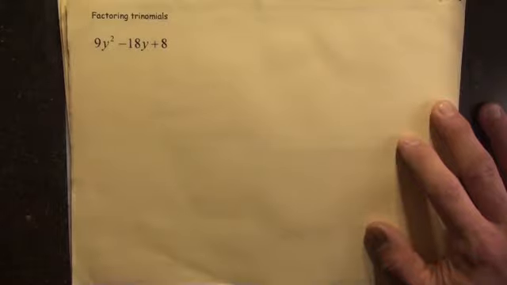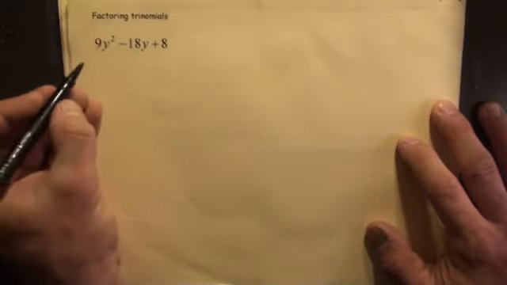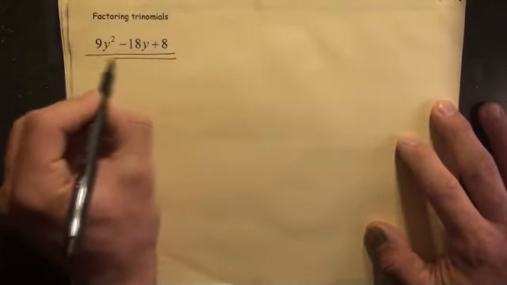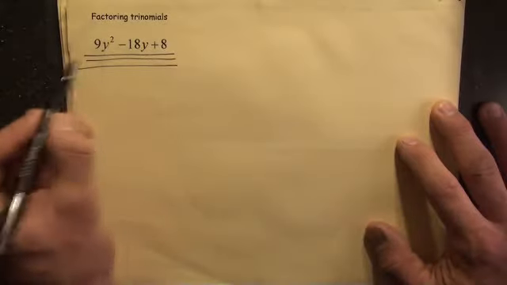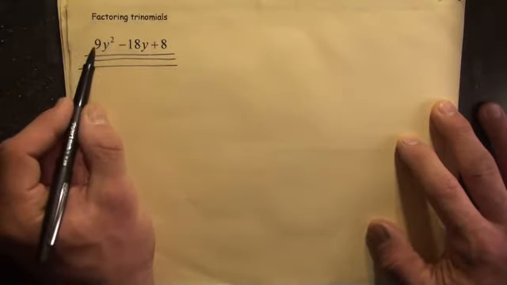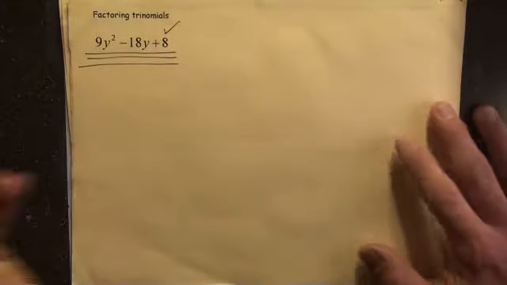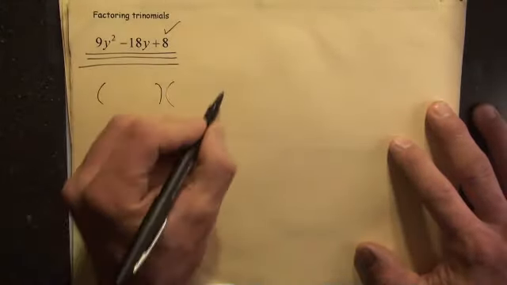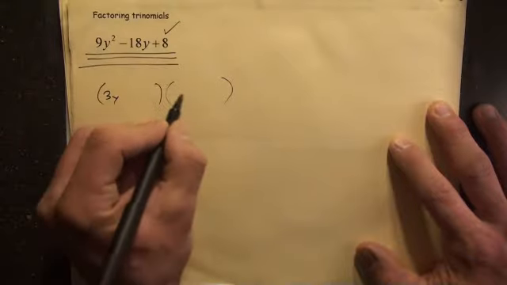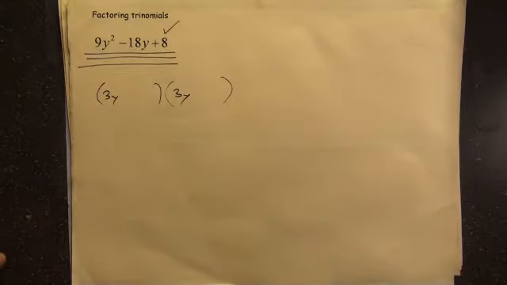Okay? Next one. We got 9y squared minus 18y plus 8. Well, one thing you want to check here is, are there any greatest common factors? No. None of these divide by 3. Well, one of them divides by 3. Do they all divide by 3? No. Do they all divide by 2? No. So you just go ahead, and again, it's guess and check. I'm going to go right for the 3y's and see if we can get an 18 out of this.